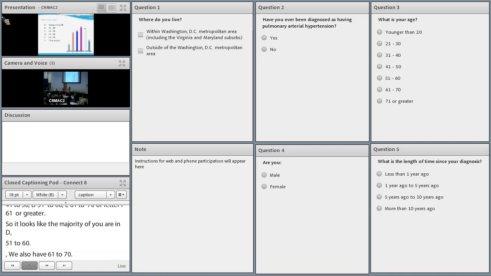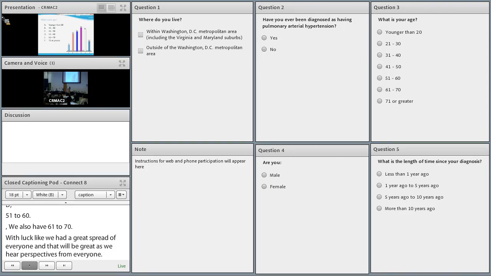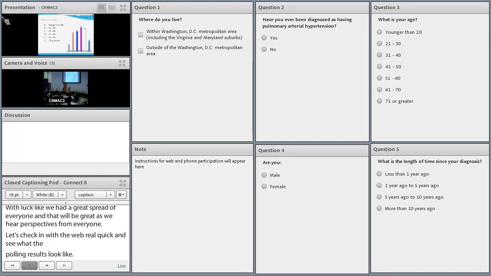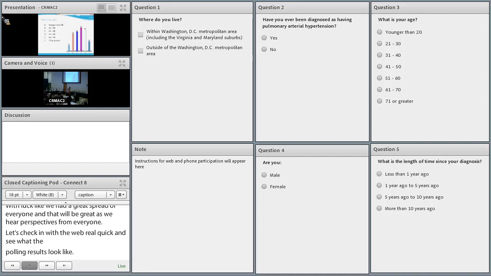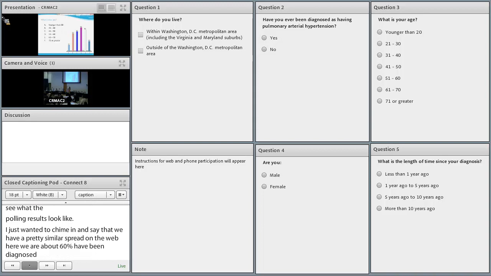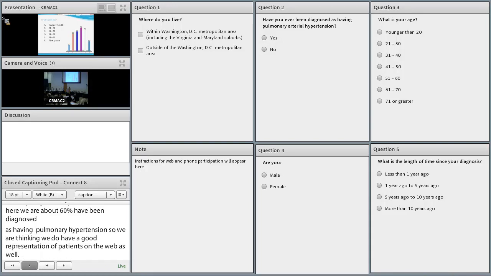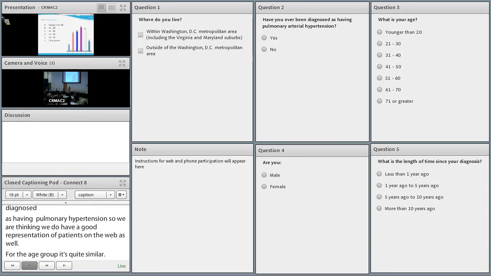And let's check in with the web real quick and see what the polling results look like. Well, I just wanted to chime in and say that we have a pretty similar spread on the web, where about 60% have said that they have been diagnosed as having pulmonary arterial hypertension. So we're thinking we do have a good representation of patients on the web as well. And for the age group, it's quite similar. There's about 26%, 51 to 60, 41 to 50, and 31 to 40, actually. So great, thank you.